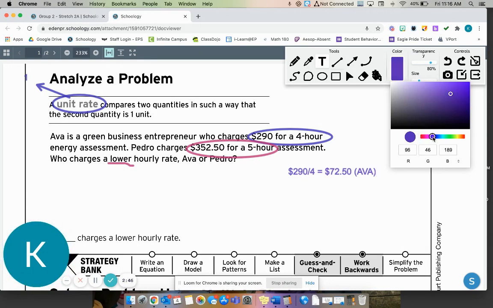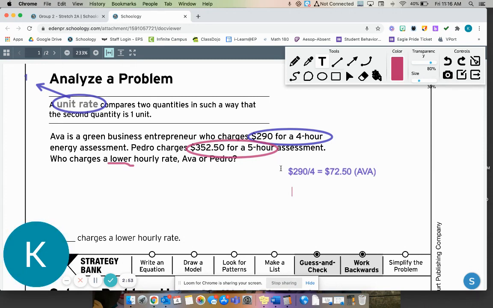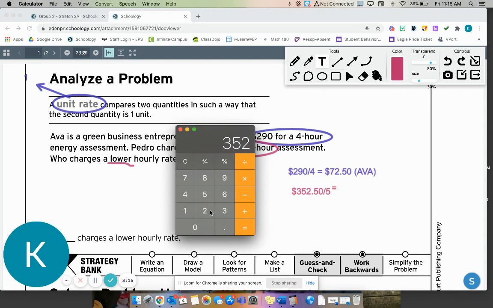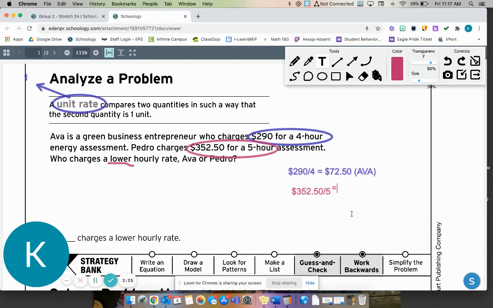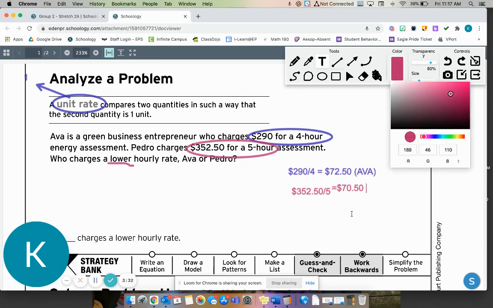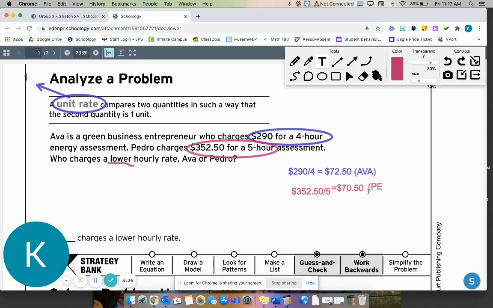Now we have to figure out Pedro. So Pedro is charging $352.50. Man, oh man, if I could type, this would be helpful. $352.50, and we are going to divide his by 5, which equals $352.50 divided by 5 is 70.5. Now remember, if we're talking money, 70.5 is the same as $70.50, and this is for Pedro.